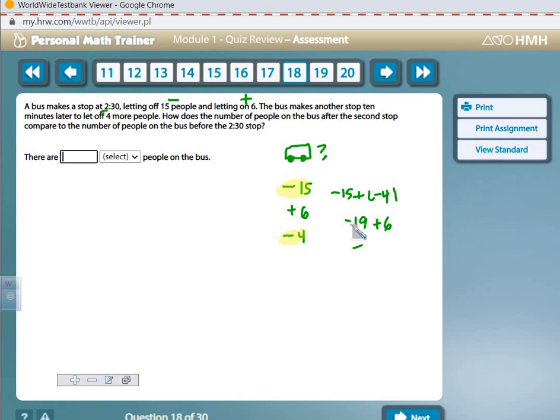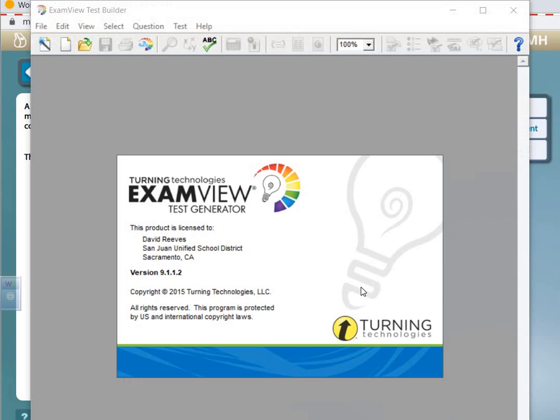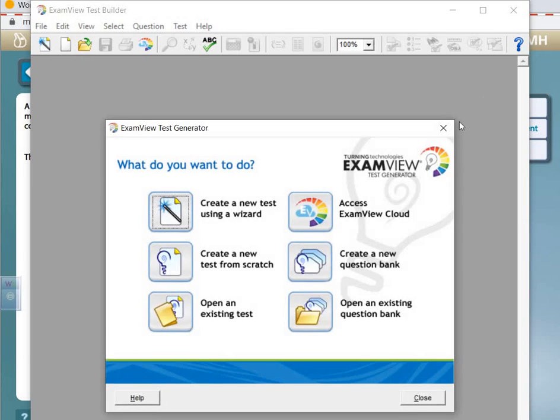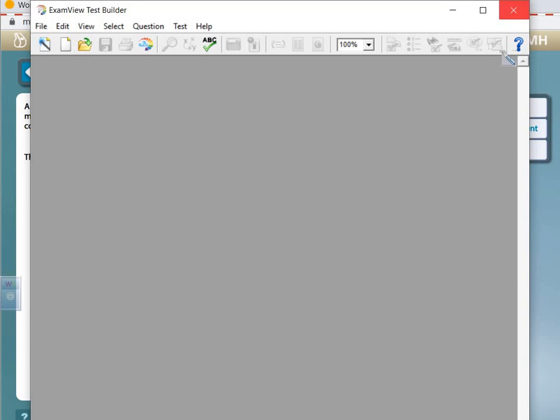We have more negatives. How many more negatives do we have? We have 13 more negatives, which means what? 13 more, actually 13 less people. I was going to say 13 more people got off, but we're just going to say that there's 13. We're going to say that there are 13 less people.